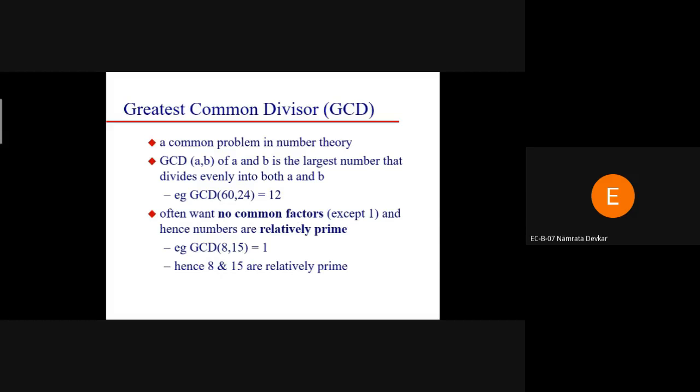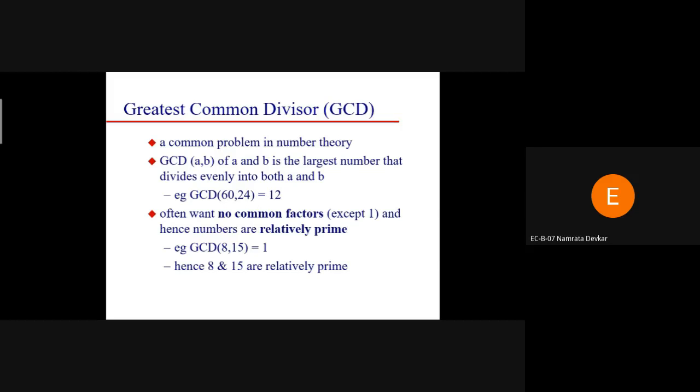Have you understood this? Yes, sir. Okay, simply it is a mathematical concept. The number 60 can be divided by 15 also, so why don't we take 15? Because 24 is not divided by 15. So we have to find the common divisor. The greatest common divisor for 60 and 24 is 12, so that's why we represent 12.